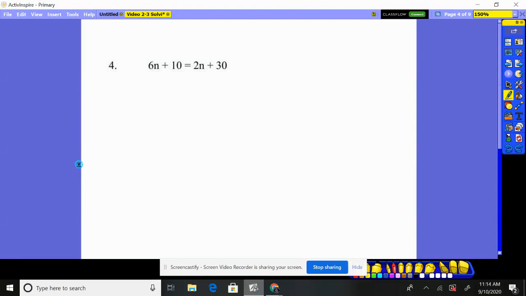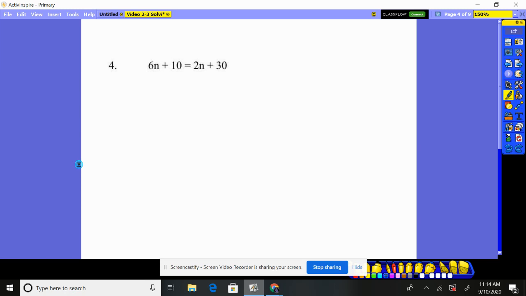All right, here's problem 4. We look again to the left of the equal and to the right of the equal. I see 6n plus the number 10 equals the variable 2n plus the number 30. I want to get all variables to one side, all numbers to the other.